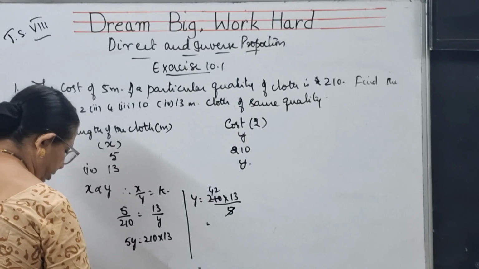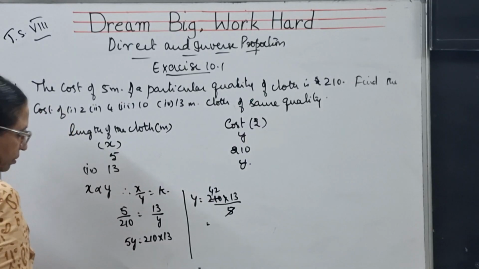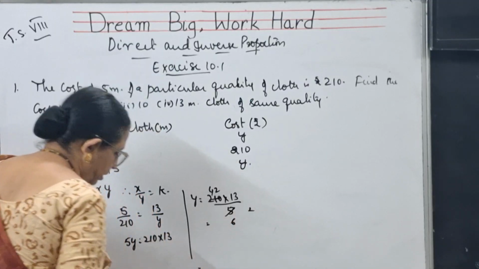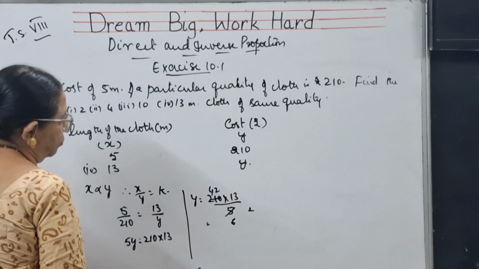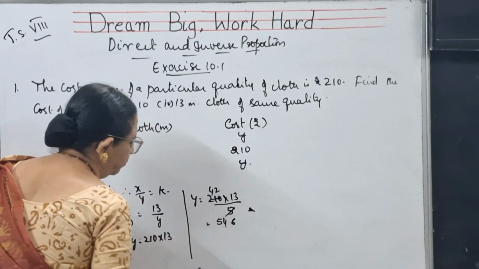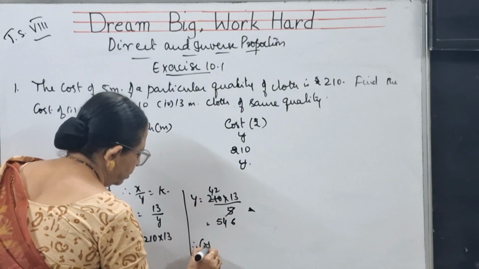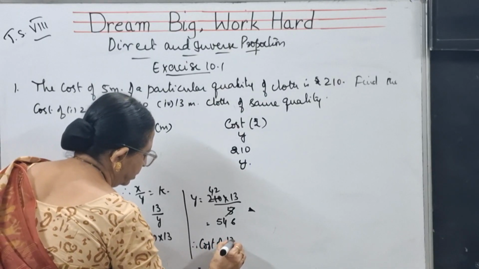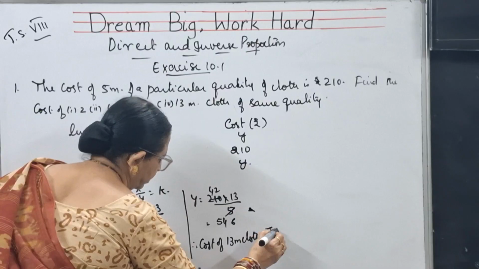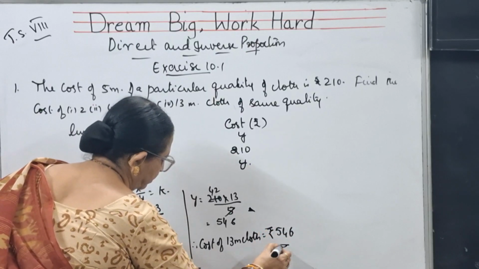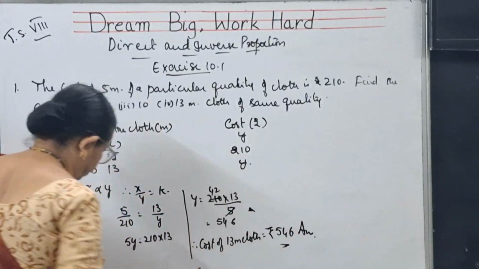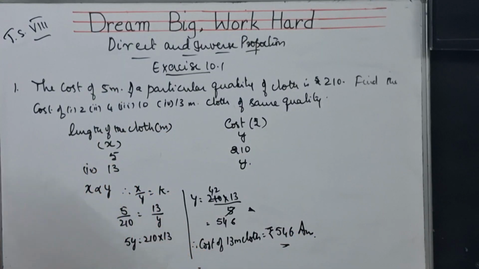we need to multiply 42 into 13. 13 twos are 26. 13 fours are 52. 52, 54, 546. Therefore, the cost of 13 meters of cloth is equal to rupees 546. Same procedure, children. This is the answer of the fourth bit. Note it down, children.